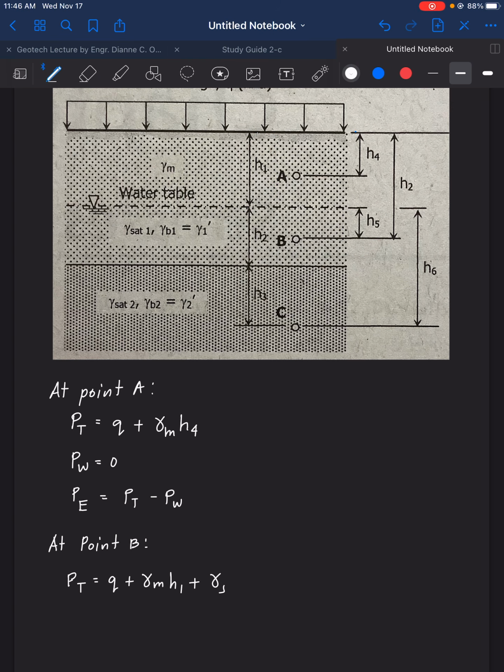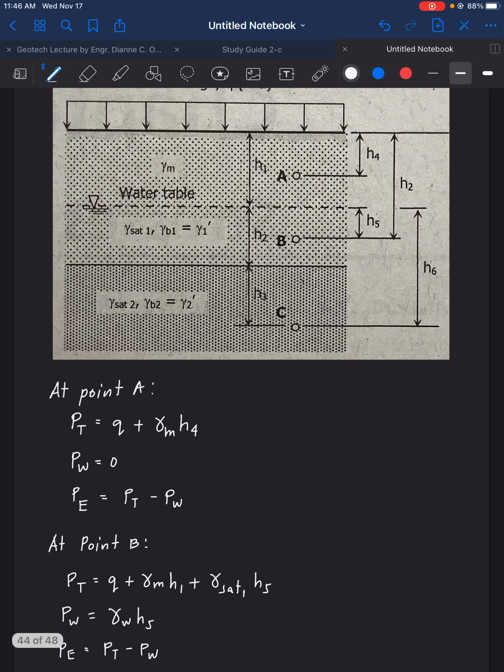So gamma sat 1 H5. That is for P total, or gamma sat 1. I should say gamma sat 1 because we have gamma sat 2. So gamma sat 1 H5. Next, P for water pressure, PW, is equal to gamma of W times H5, the portion which is submerged in water. Then P effective is equal to P total minus P water.